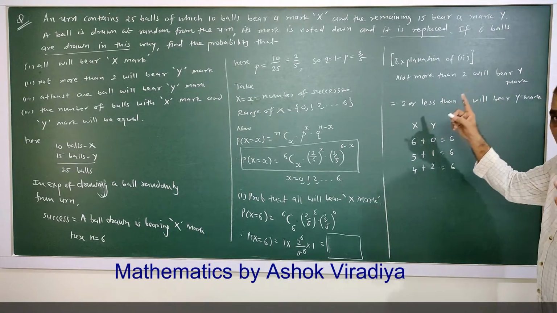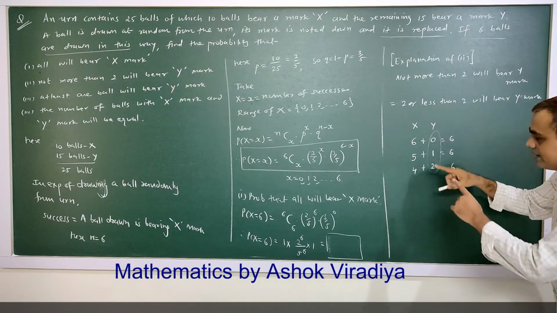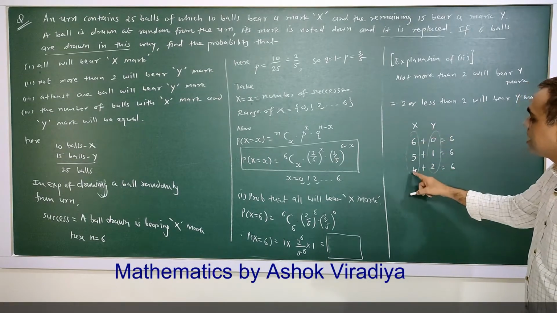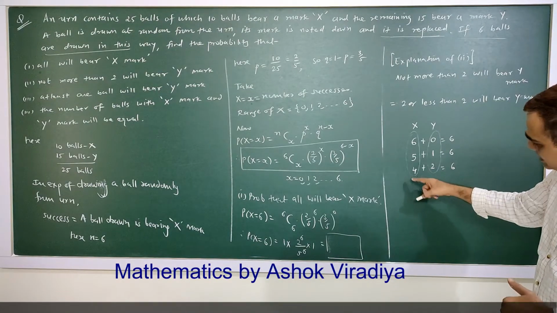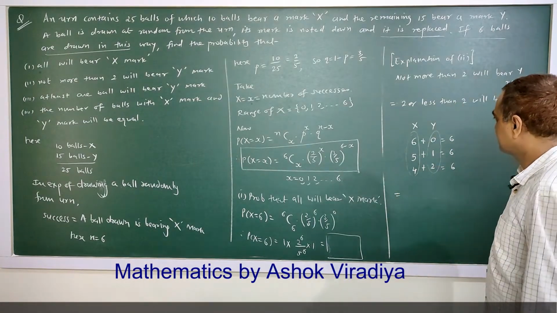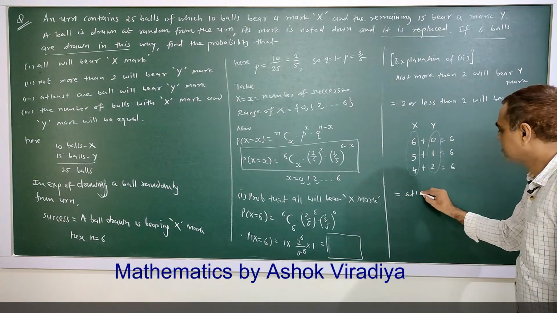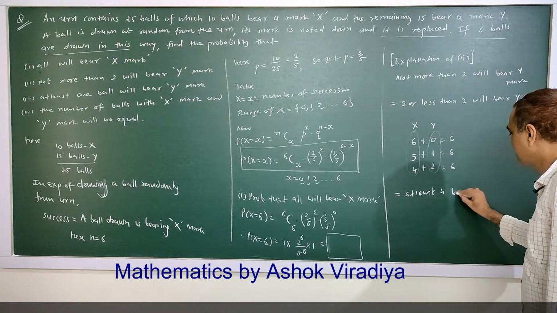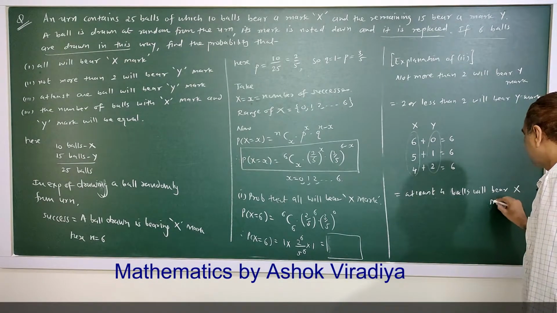When the number of balls bearing Y mark is 2 or less than 2, that means the number of X mark balls is at least 4, minimum 4, not less than 4. So 4 or more than 4. This is the same as at least 4 balls. At least 4 balls will bear X mark.